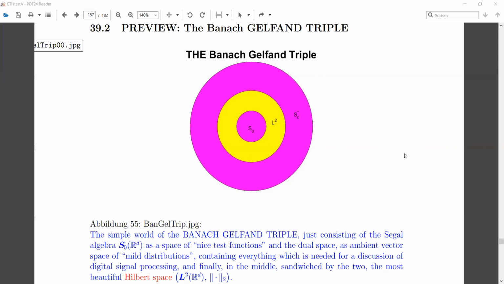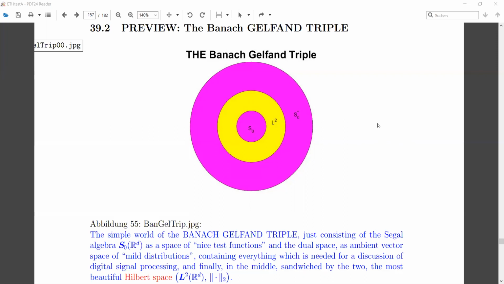Now, L1 is not invariant under the Fourier transform. You have seen all these pictures of function spaces. Therefore, L2 is much better. So we have seen L2 a little bit in the context of Plancherel's theorem as an extension of L1, or actually of L1 intersected with L2.